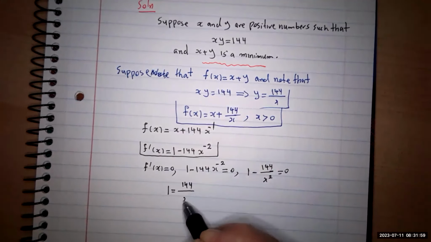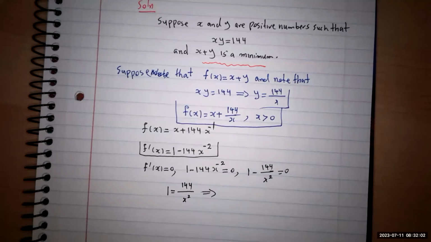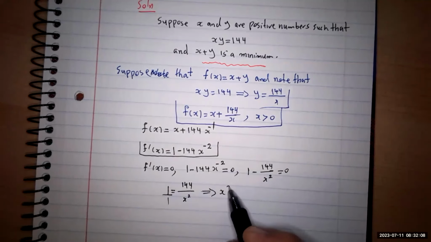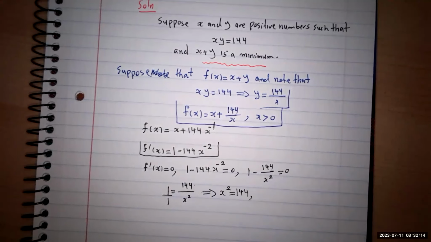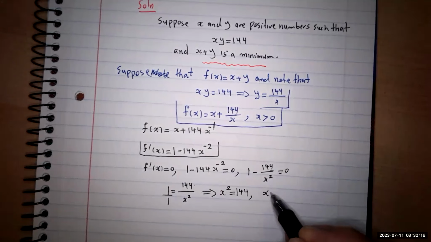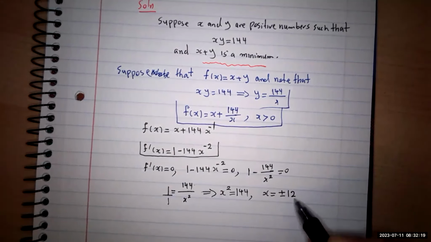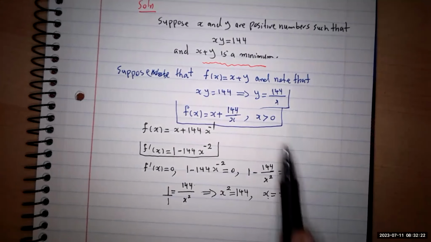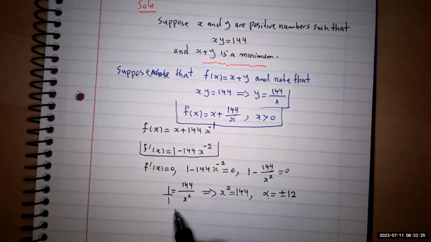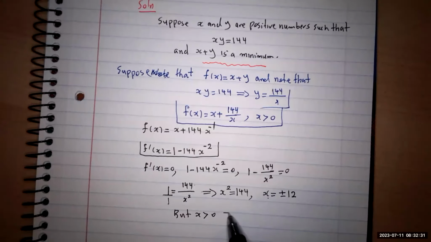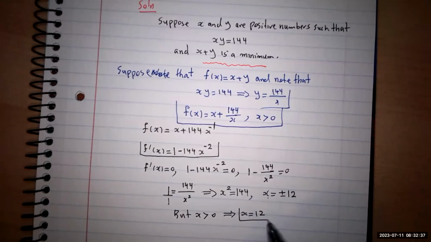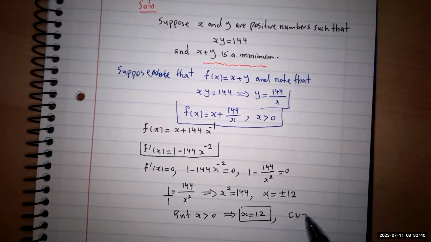144 divided by x squared. Cross multiply: x squared times 1 would be x squared, equal to 1 times 144, which is 144. Take the square root. x would be equal to positive or negative 12. But remember, x is positive. So this means you have only one solution, x equal to 12. So for this function, it's a critical value.